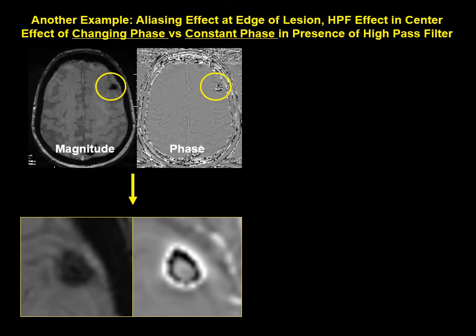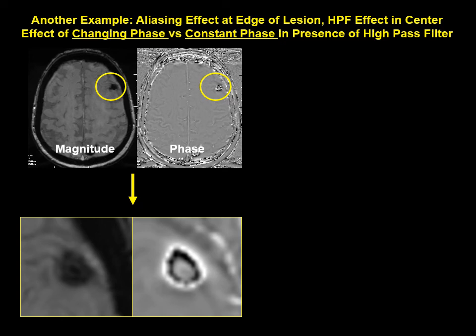Let's look at this example. This example will show the aliasing effect on the phase images at the edge of the lesion and the high pass filter effect in the center of the lesion. And I will graphically show what I think is happening when there is changing phase versus constant phase in the presence of a high pass filter.